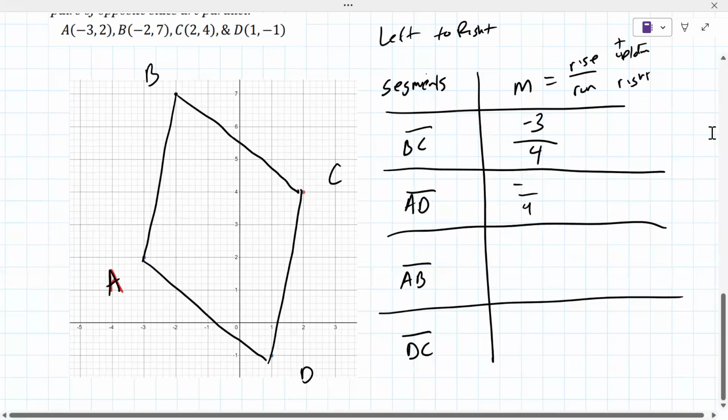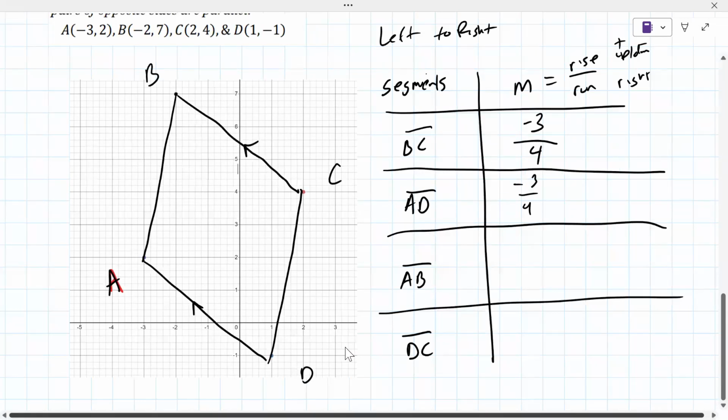Now we kind of expect that because it kind of looked like AD is parallel to BC. Yeah. So we kind of expect those to be the same. So these are now parallel. That's good. That's what we want. All right, what's the slope from A to B?